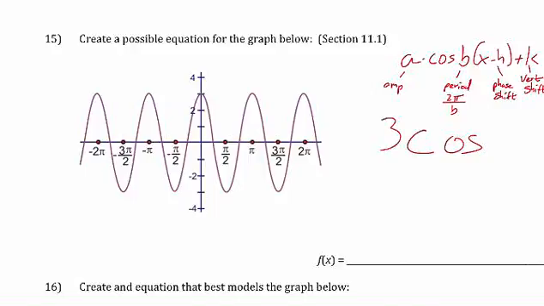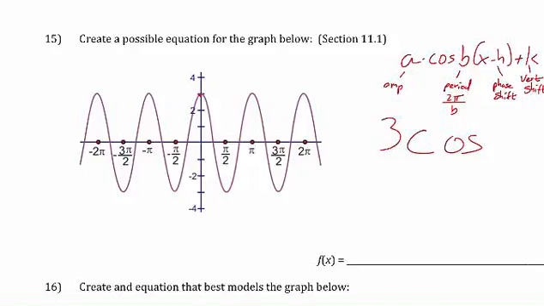And the period. The period normally is 2 pi, but now it completes one full wave in pi. It cuts our wave in half, or it cuts our period in half. So in order to do so, we're going to use this. Our period needs to be pi.